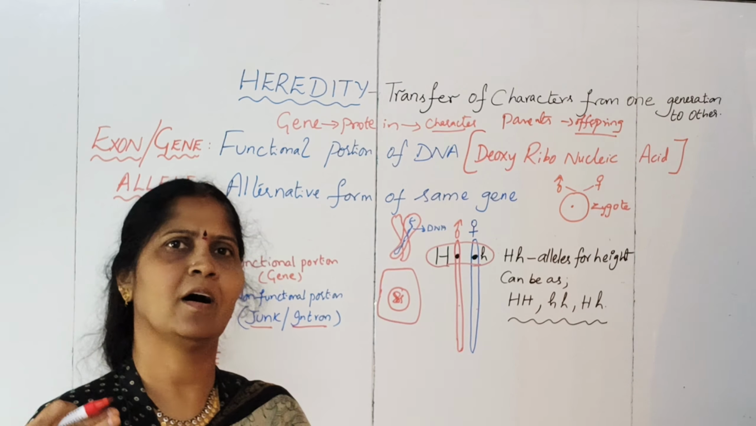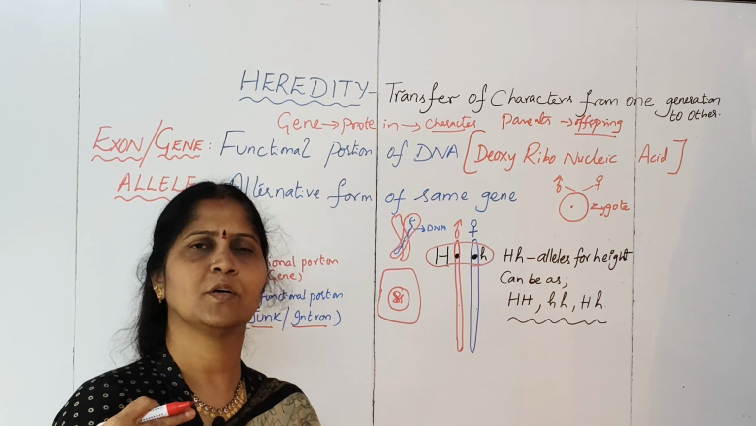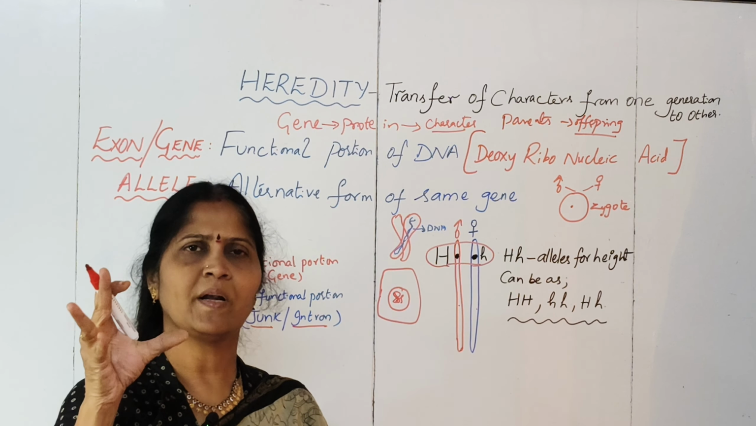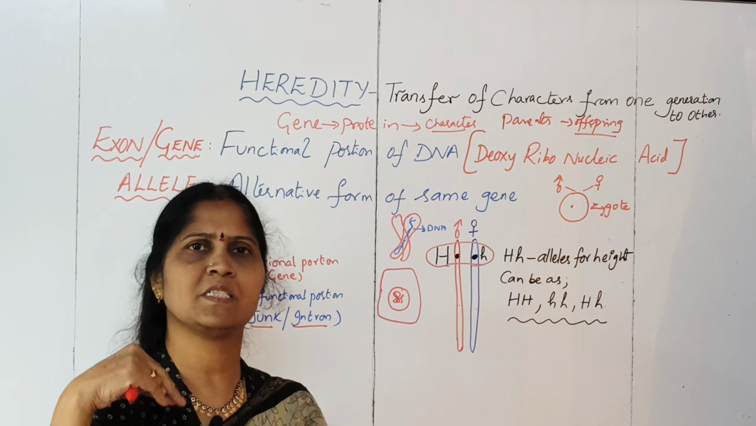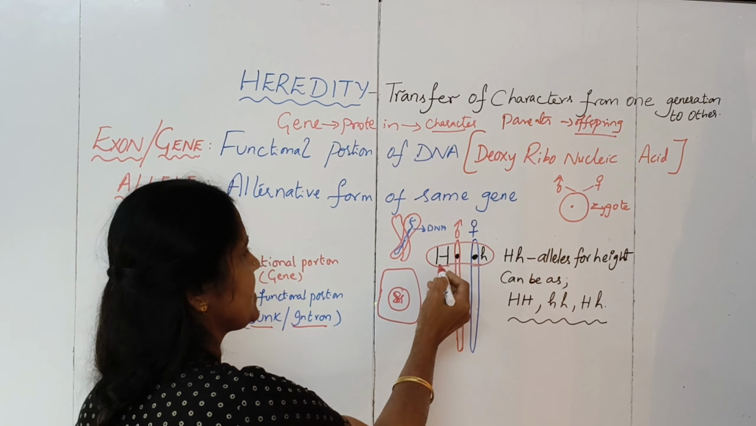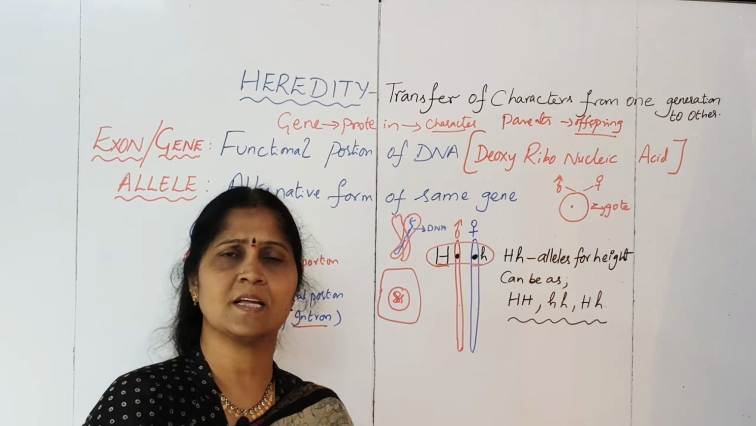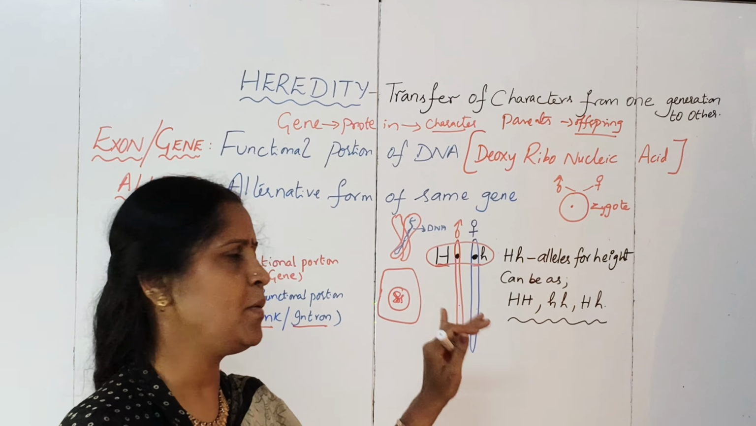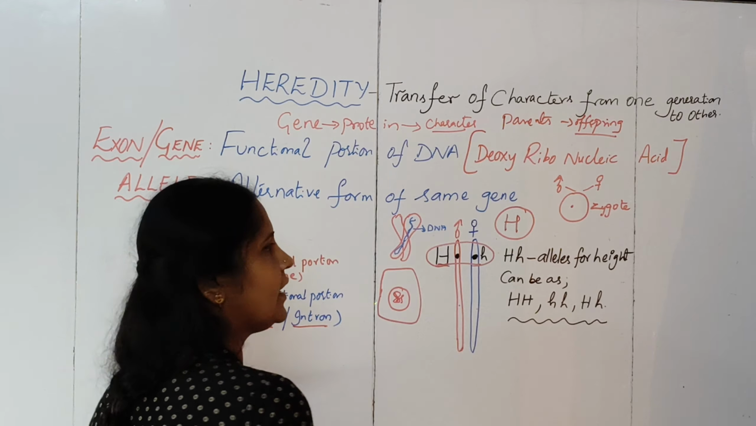Suppose I have the gene for tallness. Somebody says that I am tall, because I have the gene for tallness. This particular character of tallness is because of two alleles which I have received from my father and mother on the respective chromosomes. Here, I have represented the tallness as H, or you can represent it as T, whatever alphabet you feel like. For now, I am showing the gene for height with the letter H.